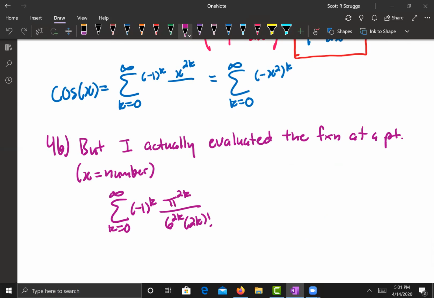So out of everything popping in, I have two things that have the exact same exponent. What two things have the exact same exponent? Pi in the 6. Bingo. Which means I could combine that together as pi over 6 raised to the 2k power.